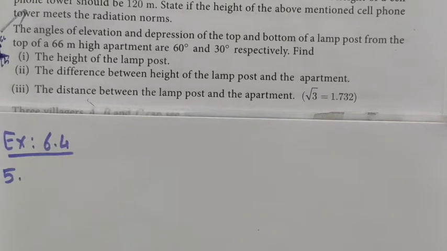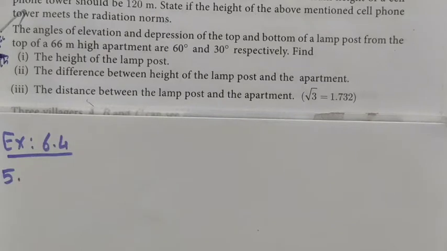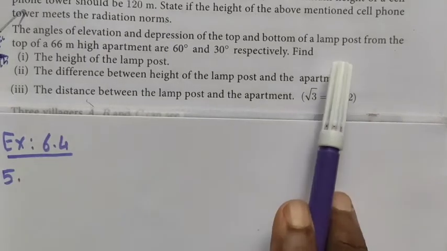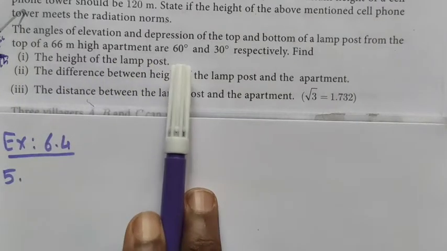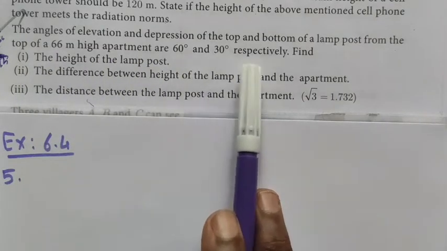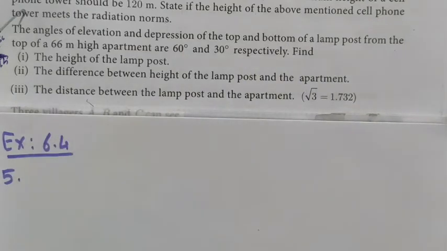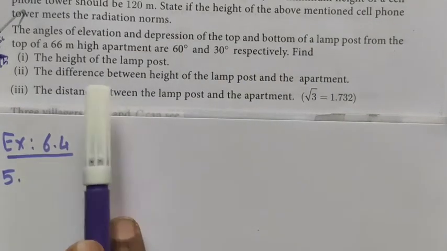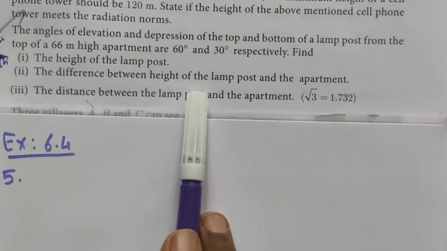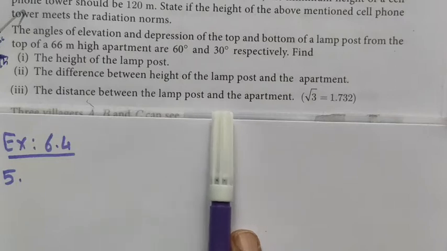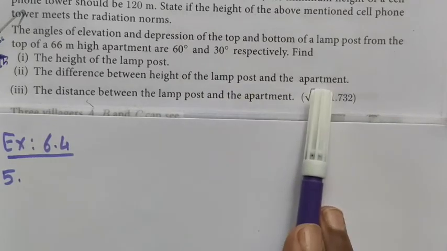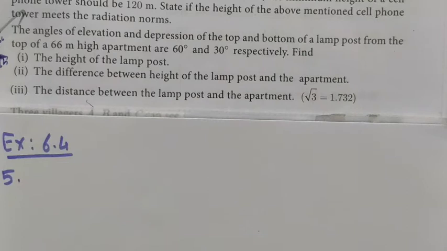Class 10, exercise number 6.4, question number 5. The angle of elevation and depression of the top and bottom of the lamp post from the top of a 66 meter high apartment are 60 degrees and 30 degrees respectively. Find the height of the lamp post and the distance between the lamp post and the apartment.